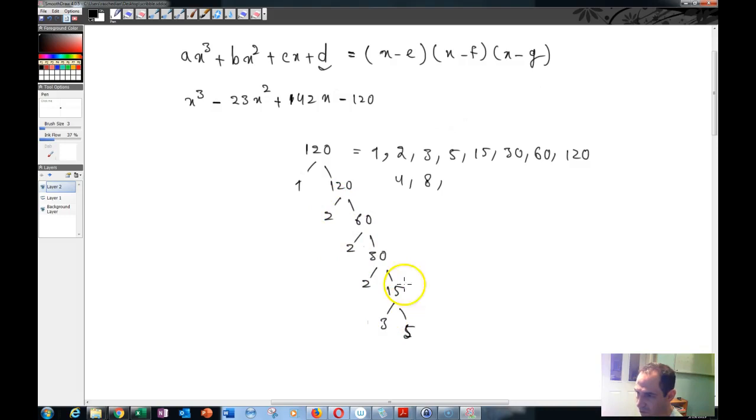So 2 times 3, for example, is equal to 6. 4 times 3 is equal to 12. And 8 times 3 is equal to 24. So these are all again factors of 120. And then you need to do the same thing with 5 as well. So 2 times 5 is equal to 10, and 4 times 5 is equal to 20, and 8 times 5 is equal to 40. I think these are all the factors of 120, if I'm not wrong.